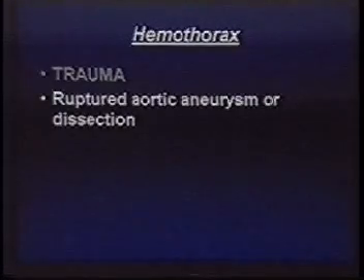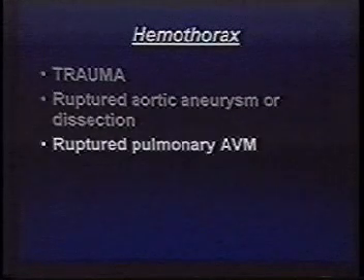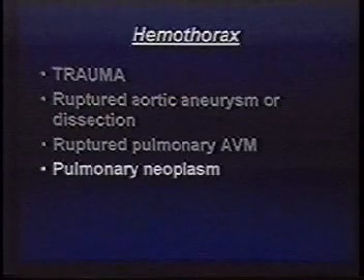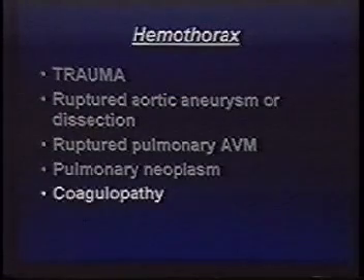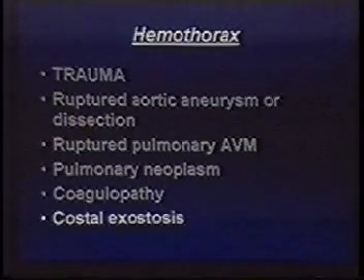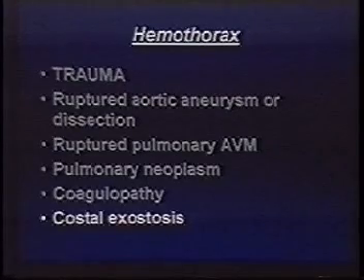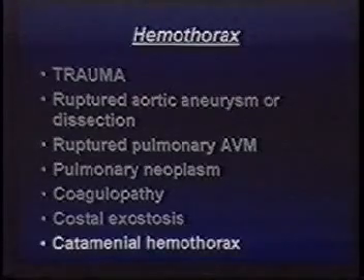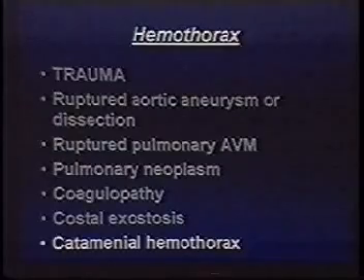Trauma is the most significant cause of hemothorax, but others include ruptured aortic pathology, ruptured pulmonary arteriovenous malformation, neoplasms, coagulopathy, costal exostosis from shearing of the intercostal vasculature, or catamenial hemothorax associated with endometriosis.